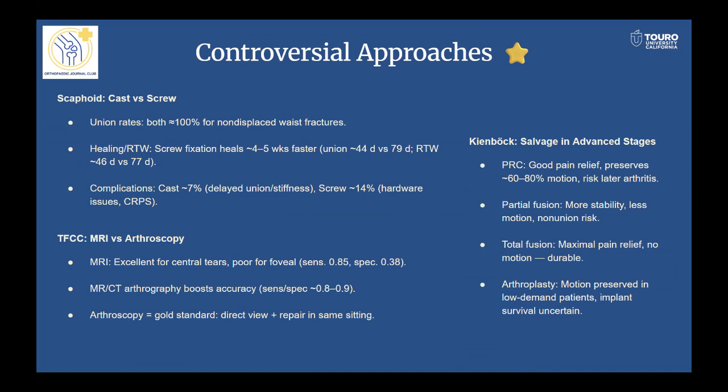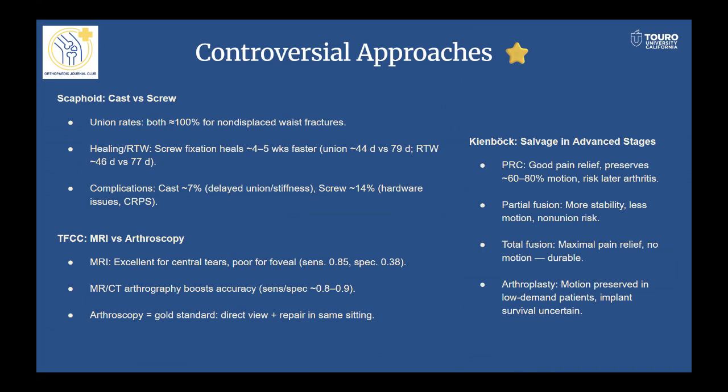In Kienböck, PRC gives good pain relief and preserves 60-80% of the motion, but you risk arthritis later. It usually helps pain and keeps the motion, but again, you trade that off with the potential for arthritis. And fusions, again, trade off motion for stability, but sometimes the bones don't unite and there are some other issues involved. Total wrist fusions take away all wrist motion, but reliably relieve pain, especially for heavy laborers.